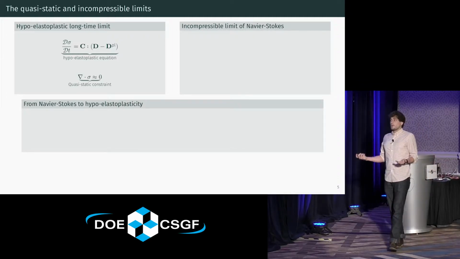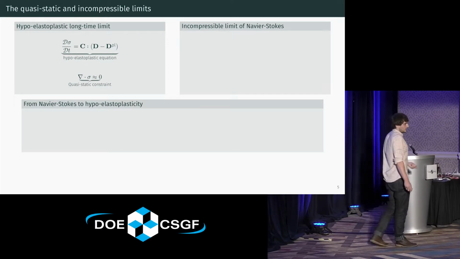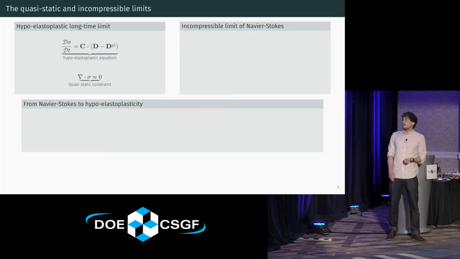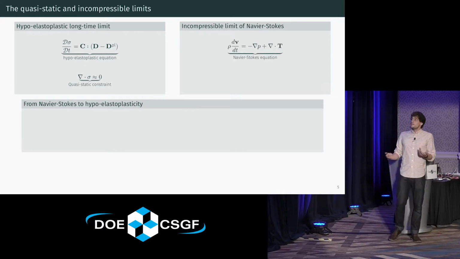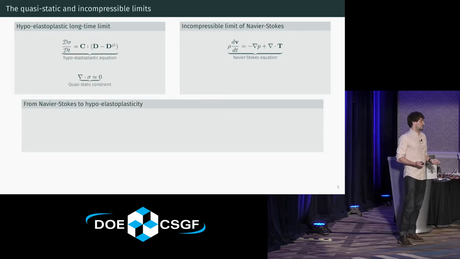This sounds like a difficult problem, but actually it was solved in incompressible fluid dynamics, where if you take the incompressible limit of the Navier-Stokes equations, you find that you retain the Navier-Stokes equations, which depend on the pressure, but the evolution equation for the pressure field has been replaced by an incompressibility constraint on the velocity field.